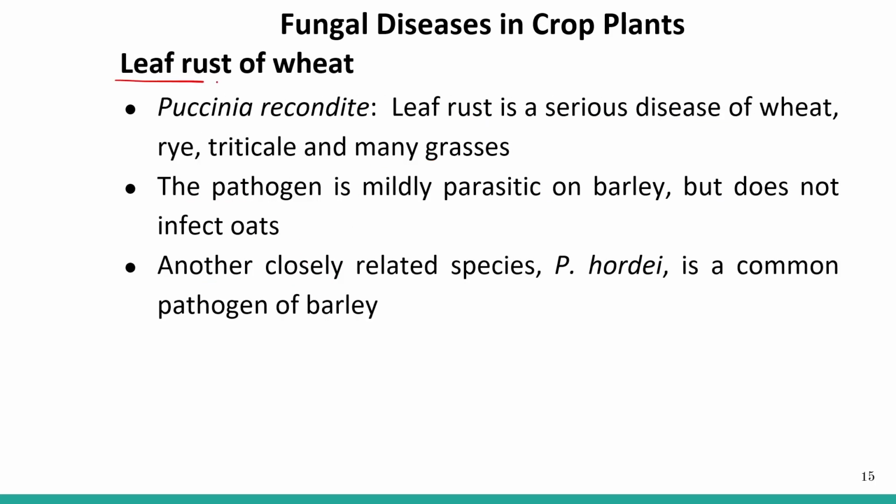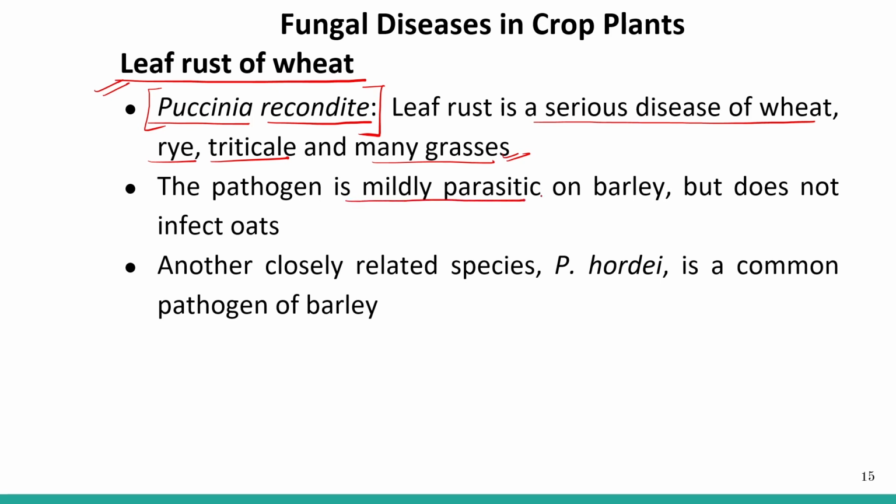Okay. Leaf rust of wheat. This is caused by Puccinia recondita. Leaf rust is a serious disease of wheat, rye, triticale, and many other grasses. So this is not Puccinia graminis tritici, it is Puccinia recondita. The pathogen is mildly parasitic on barley but does not infect oats. Another closely related species is Puccinia hordei, a common pathogen on barley.